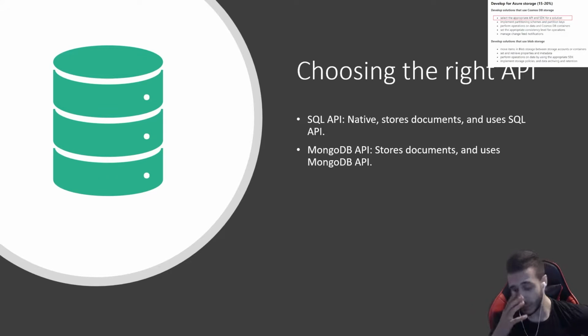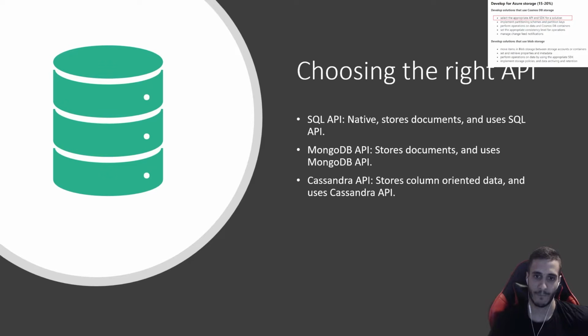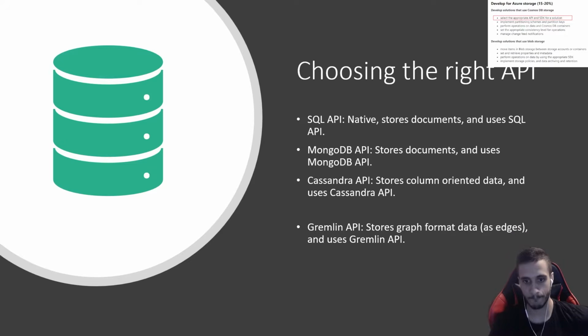Next, we have the MongoDB API. And obviously, if your applications are already leveraging MongoDB API, then it makes sense to use this API. And this also stores documents and obviously uses MongoDB APIs. Next, we have the Cassandra API. Again, if your application is already using Cassandra APIs, you can leverage Azure Cosmos DB as a managed service on Azure, and it stores column-oriented data.